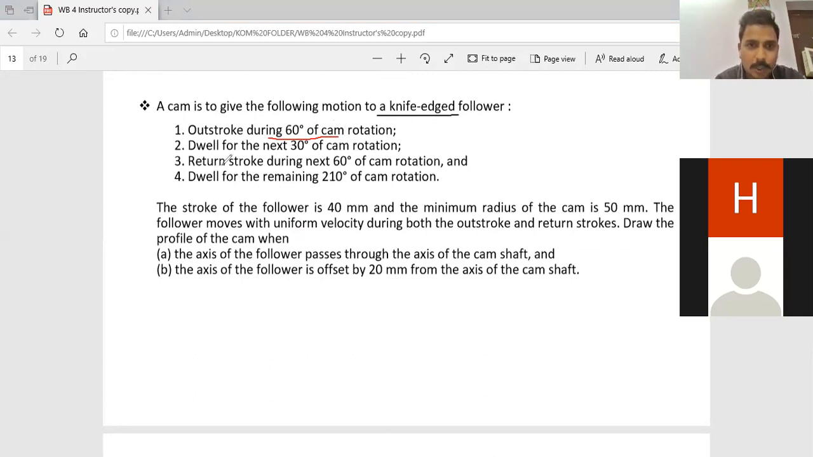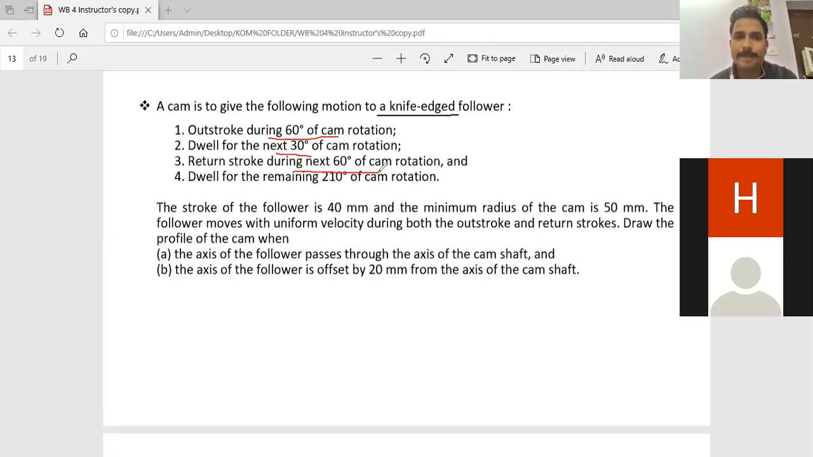Now dwell is for the next 30° of the cam rotation. So initially for 60 degrees the follower will rise, and for the next 30° of rotation after that, the follower would dwell, that is, it would be stationary. Then for the next 60° it would be a return stroke. Return stroke means the follower, which is at the topmost position, now returns back to the initial position for the next 60° of cam rotation.